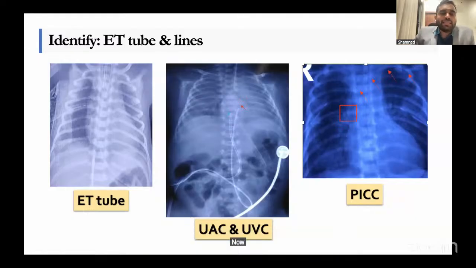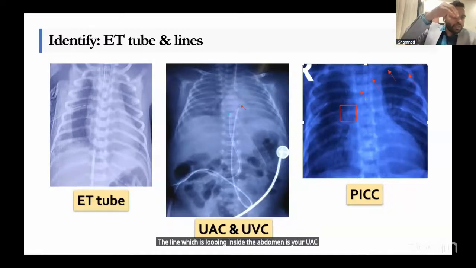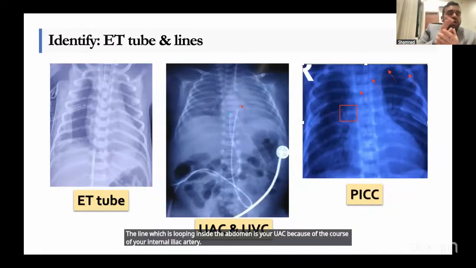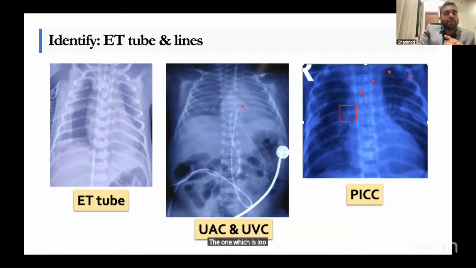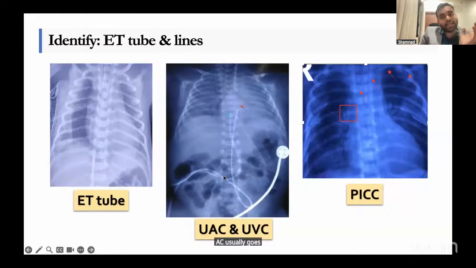The next and most important clue is that the line which is looping inside the abdomen is your UAC, because of the course of the internal iliac artery. The one looping inside the abdomen is your UAC. And the third point: the UAC usually goes along the right side and the UVC usually courses along the left side.